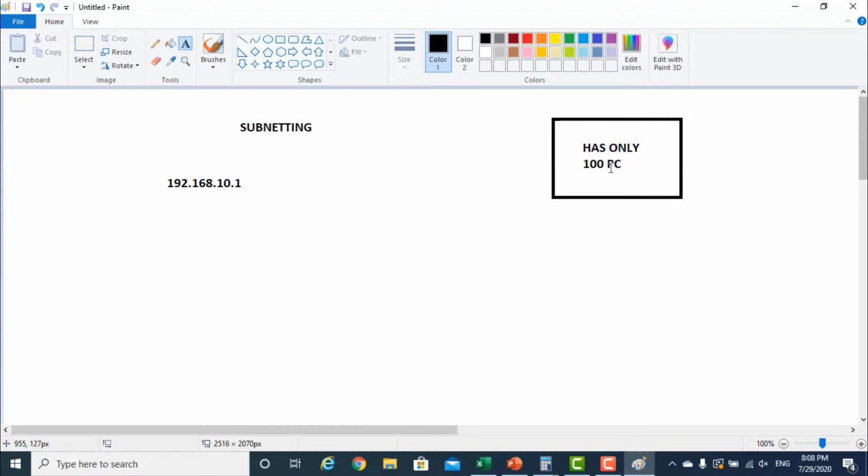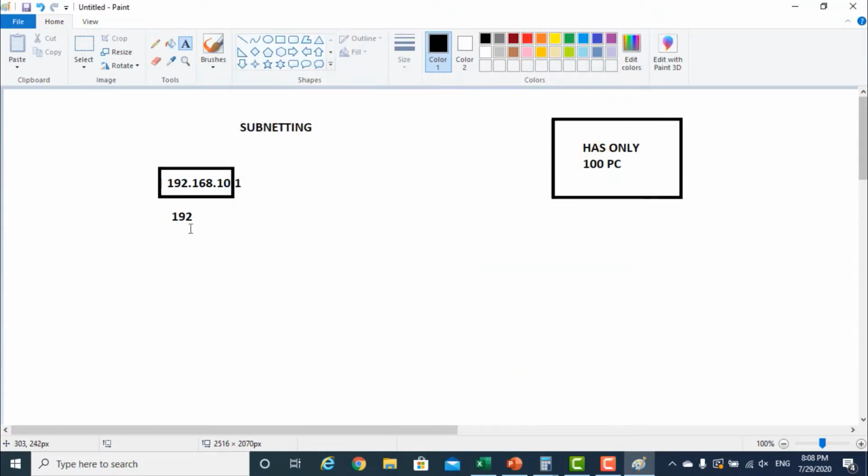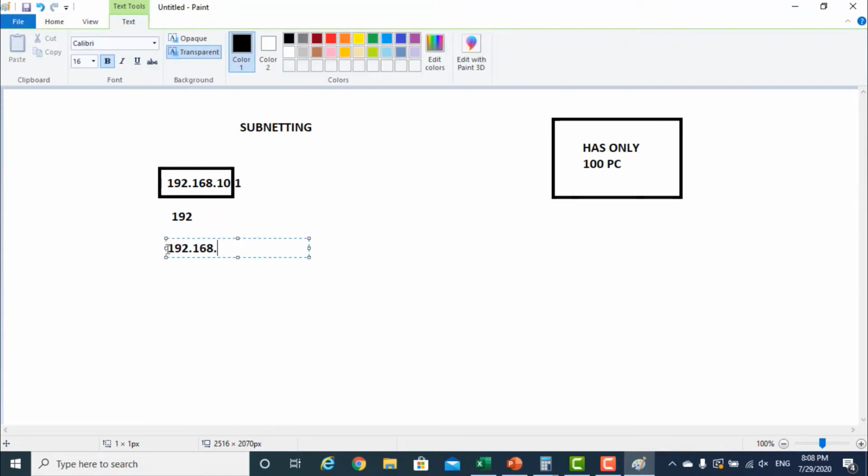Obviously your suggestion is that since it's 100, I will just go with an IP address of class C. If I take the example of 192.168.10, this is my network portion, you know already. So .1 is going to be for one PC, 192.168.10.2 for another, 192.168.10.3 for another, and like this, 192.168.10.100 for the last one.